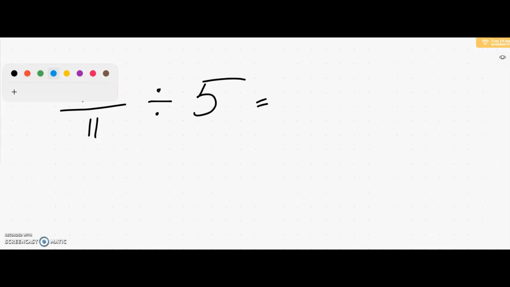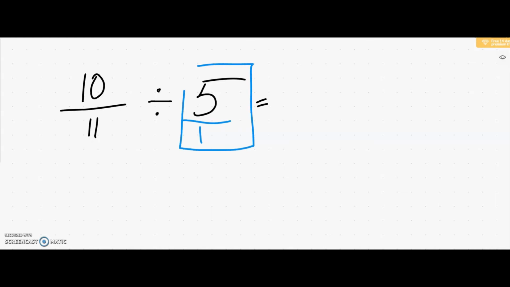We're going to take that 5 and make it a fraction. I'm going to put a 1 under it. Now, to divide, we have to take the second fraction. There it is. And we are going to flip it. F-L-I-P. Flip it. The fancy word is reciprocal, but I'm not going to spell that for you. So 5 over 1 is now going to become 1 over 5.